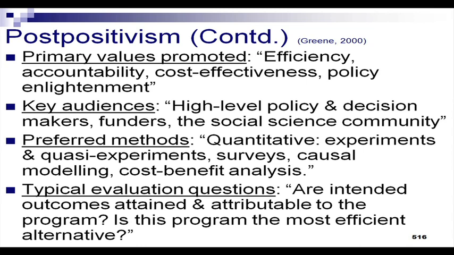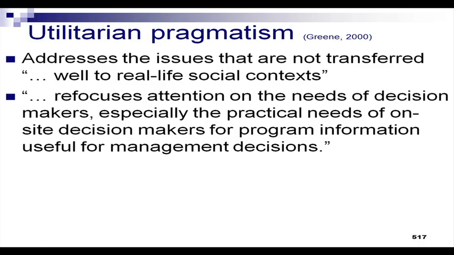Typical evaluation questions are: are intended outcomes attained and attributable to the program? Did we get what we invested into it or not? Is this program the most efficient alternative, or are there better alternatives in which the outcome to input ratio is higher? Okay. Utilitarian pragmatism addresses the issues that are not transferred well to real life social contexts.